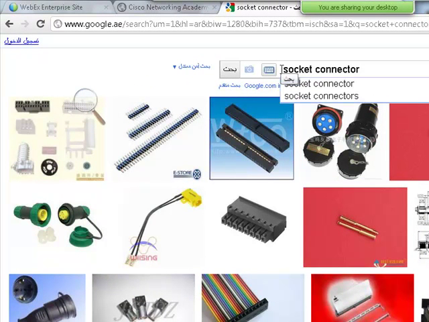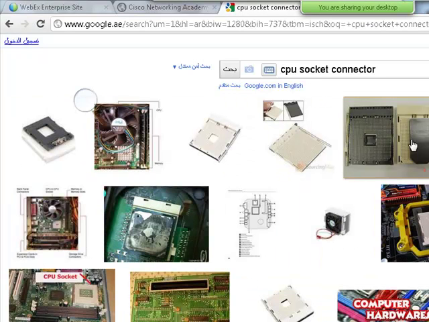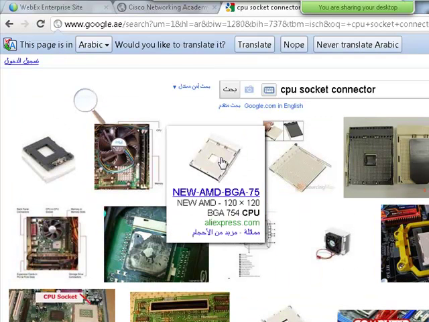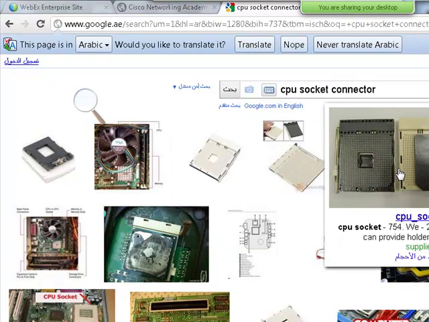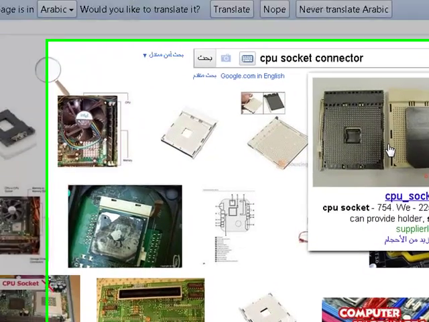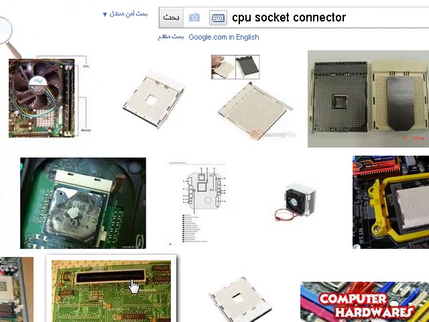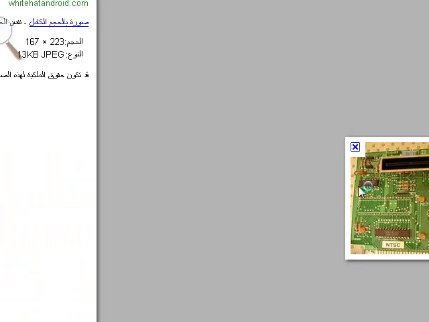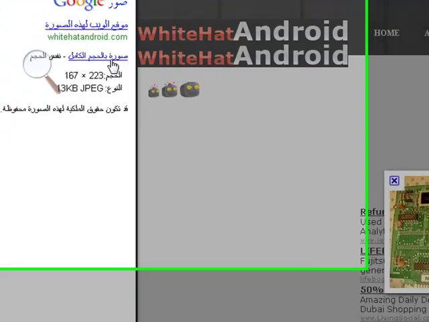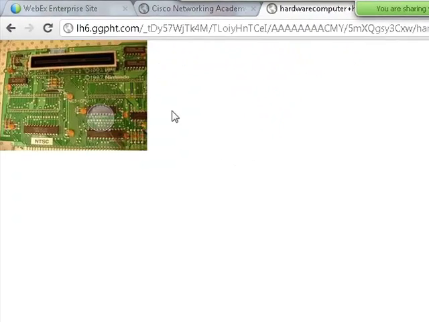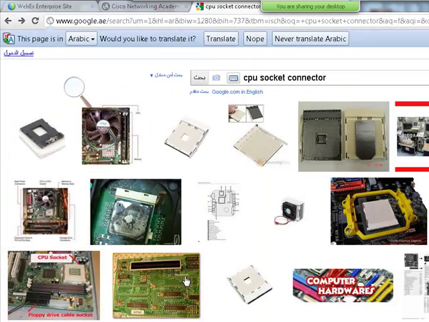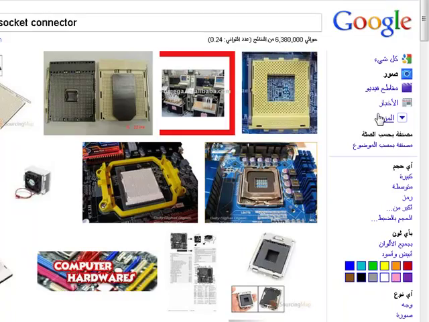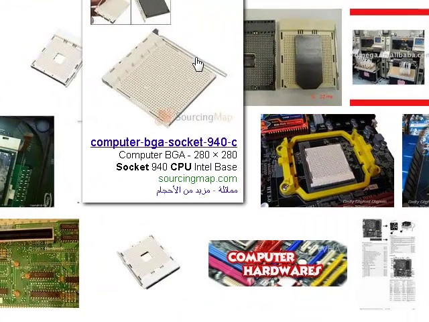I need to mention CPU. Okay, this is the socket. This is the socket connector. This is the place where you install your CPU. In the past we had something called a slot connector. This one used to be the slot connector, the old one, where you used to insert the CPU as a card. It used to come installed on a card and you install it, but fortunately we don't have it anymore.